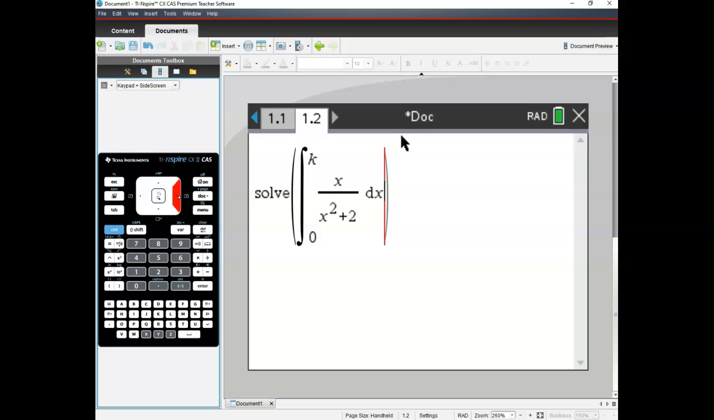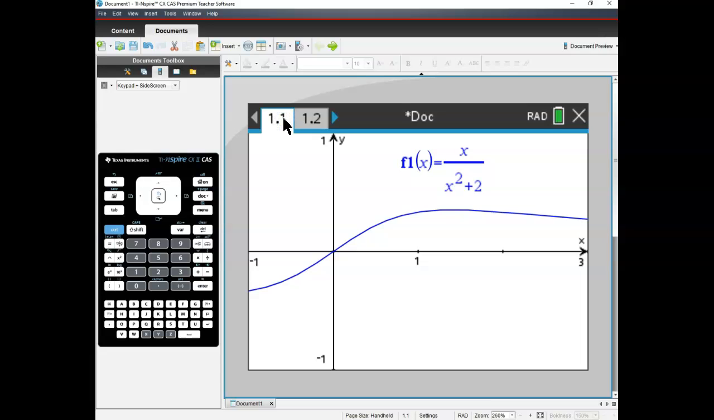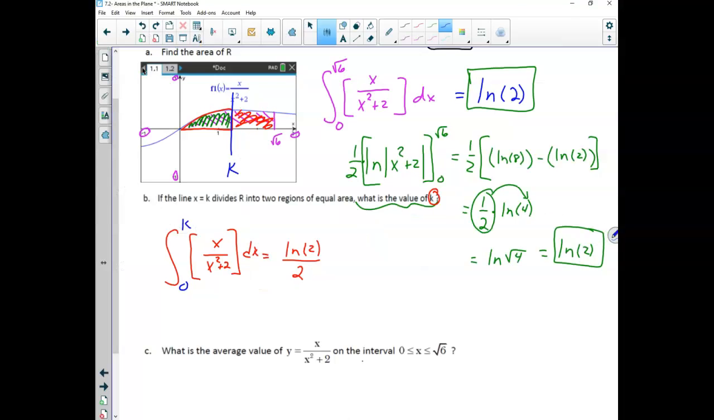I got to get outside of my dx, and I'm going to say, when do you equal 0.5 or a half times the ln of 2, and I got to toggle over, and then I got to say, hey, the variable I'm looking for is that upper limit of k. And what is this going to equal? It's going to equal negative square root of 2 or square root of 2. Well, when I come back to my notebook, this has to equal the square root of 2. Negative the square root of 2 is back there. That's not where my area is. So k equals the square root of 2.